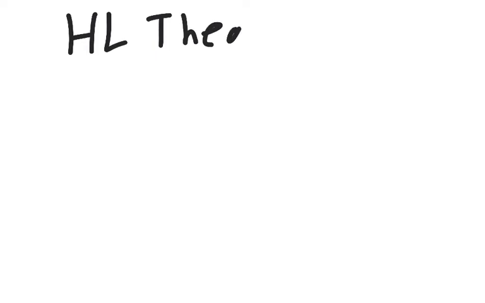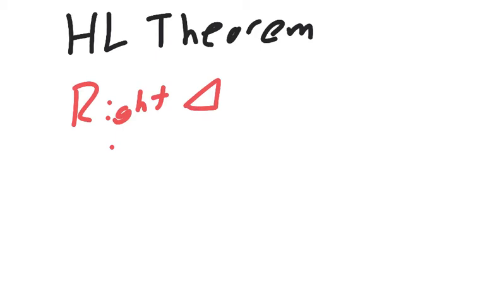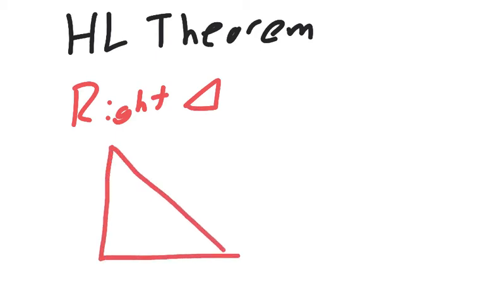So again, we're talking about the hypotenuse leg theorem. This is another way to prove triangles are congruent, but this only works for a right triangle. So we want to review what a right triangle is. It's a triangle that has a 90-degree angle, right? It's going to be something that looks like this. This is a right triangle. It has a 90-degree angle.